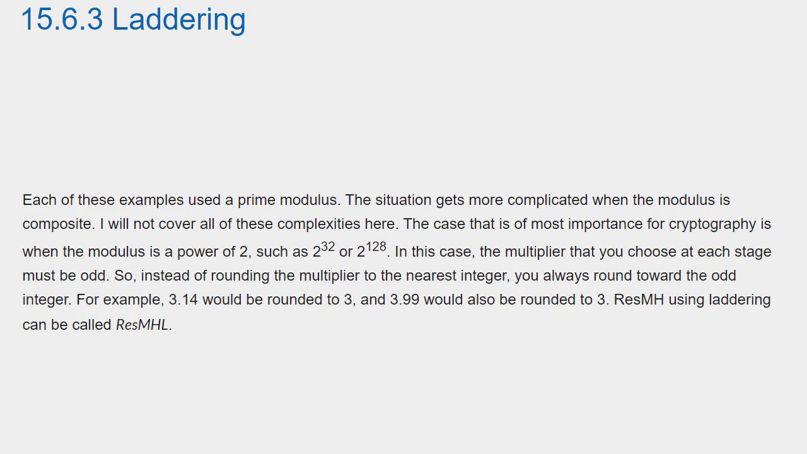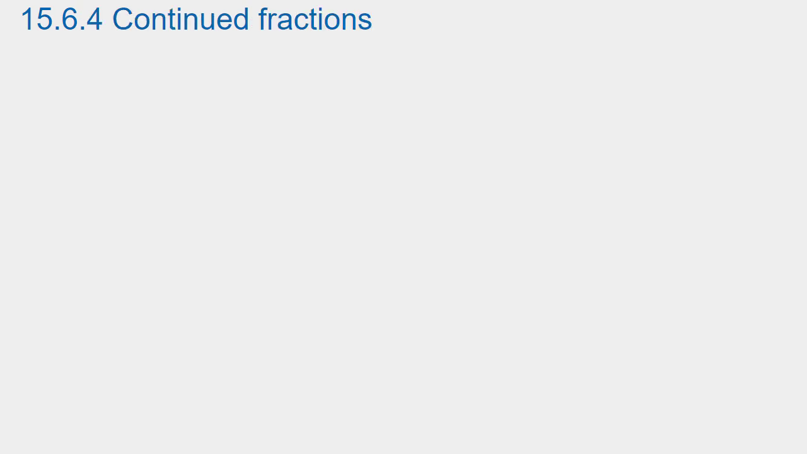In this case, the multiplier that you choose at each stage must be odd. So, instead of rounding the multiplier to the nearest integer, you always round toward the odd integer. For example, 3.14 would be rounded to 3, and 3.99 would also be rounded to 3. Res-MH using laddering can be called Res-MHL.